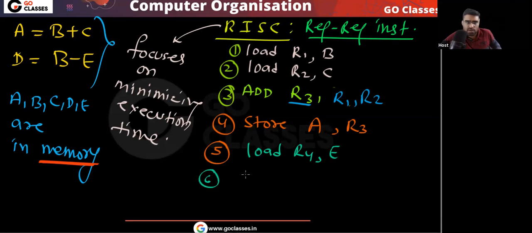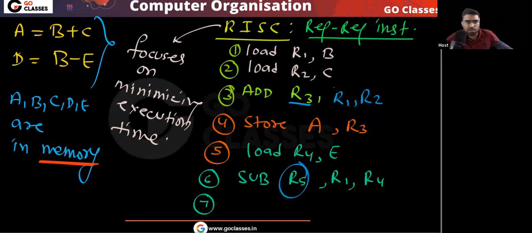Then what you will do? Now you can just do the subtraction. Yes or no? From R1, you will subtract R4 and the result you can store in R5. Then the result is in R5, but where do we want it? We want the result in D, meaning in the main memory. So you will use the store instruction, and this R5 you will put in the main memory.